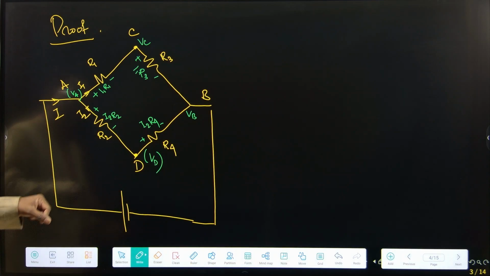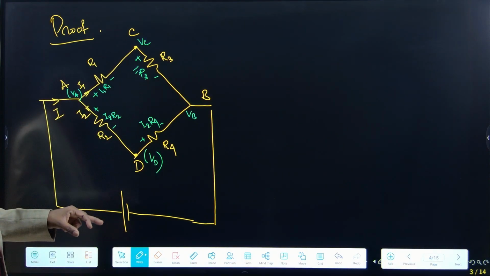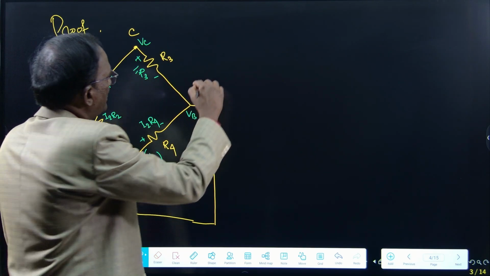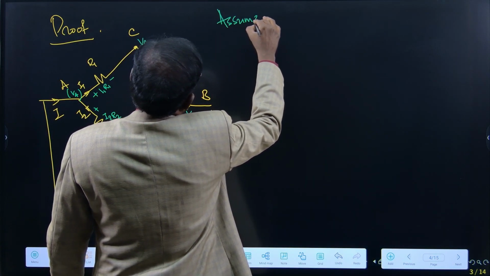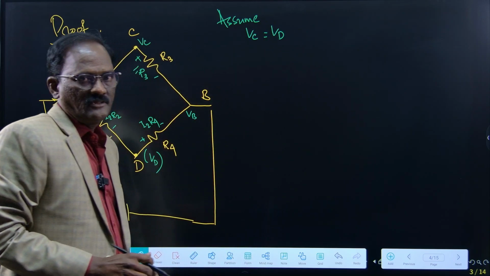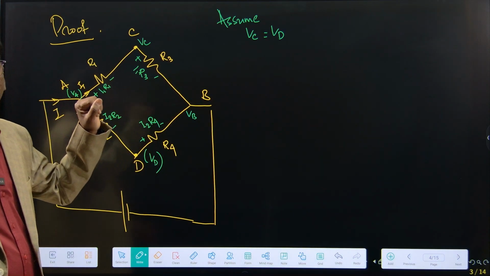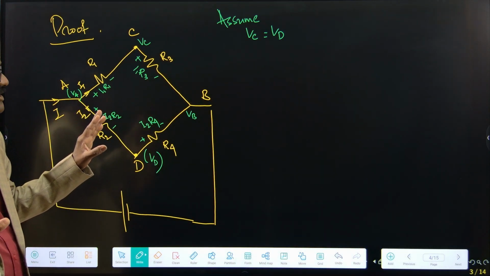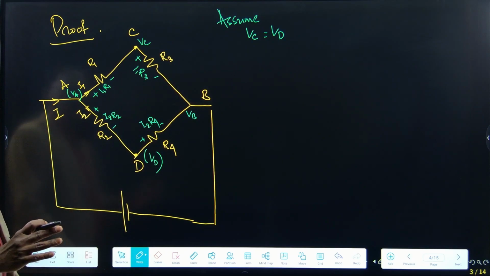Right. I want to have the potential of C and D to be equal. So I assume VC is equal to VD. I want to prove VC is equal to VD by having the values R1 and R2. The combination of values are such that it is going to be achieved. VC is equal to VD, right?